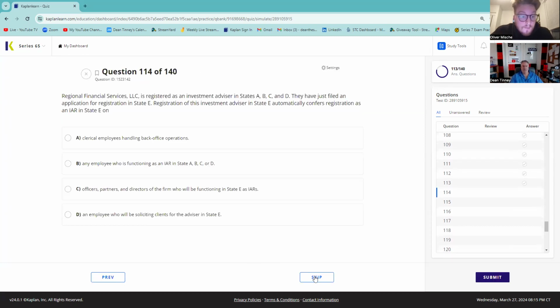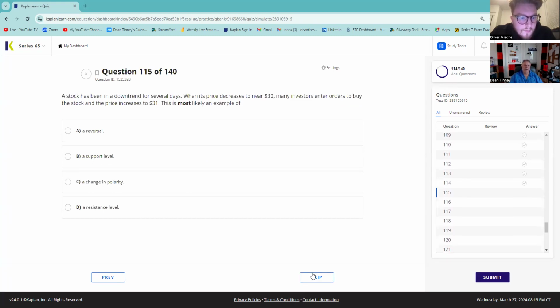Regional Financial Services LLC is a registered investment advisor in state A, B, C, and D. They just filed for registration in state E. Registration of this investment advisor in state E automatically confers registration as an IAR in state E on. C. Right on.